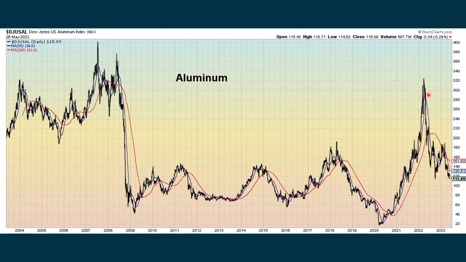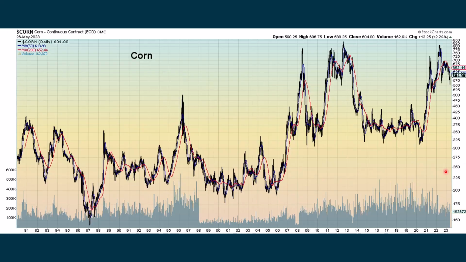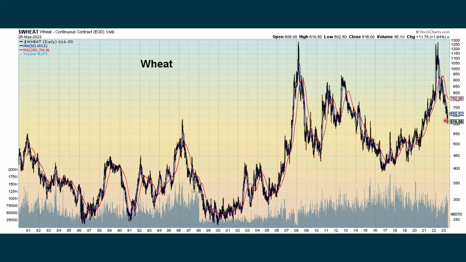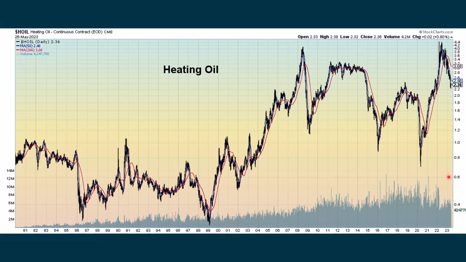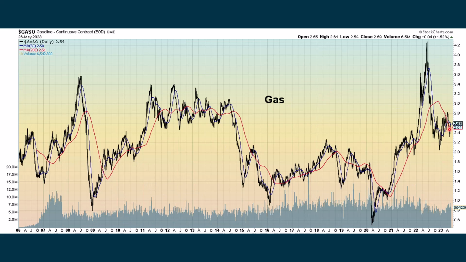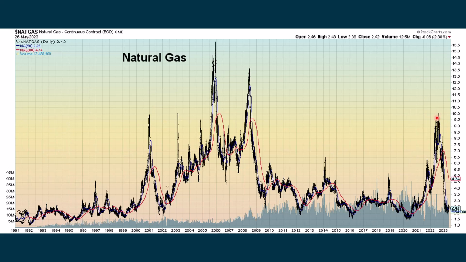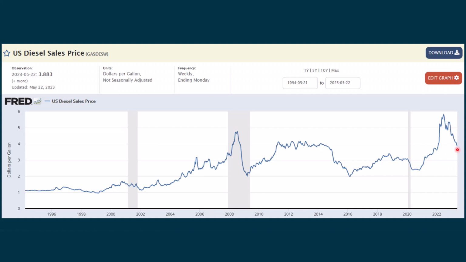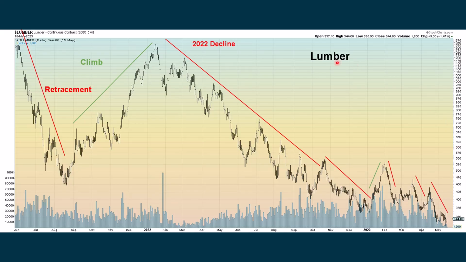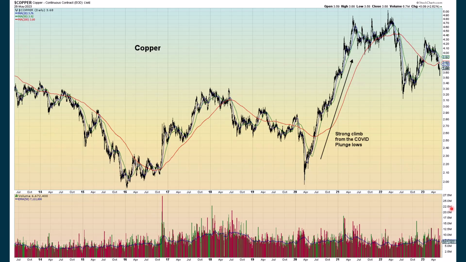Some other markets, aluminum, see how it's in an overall downtrend. Corn is also in a downtrend. Wheat is in an overall downtrend. Fertilizer has been coming down. Heating oil has also been coming down. Gas is kind of chopping around a little bit, but it's still in an overall downtrend. Natural gas has also been coming down. Oil has also been falling. Diesel continues to fall. Lumber is also in a downtrend.